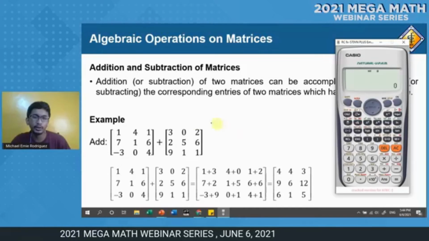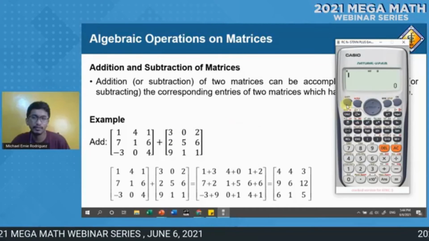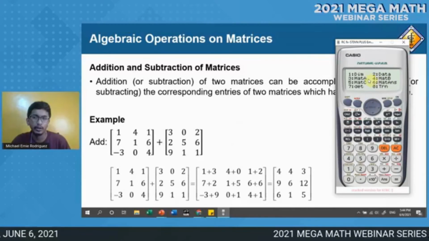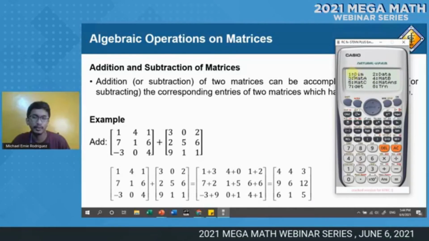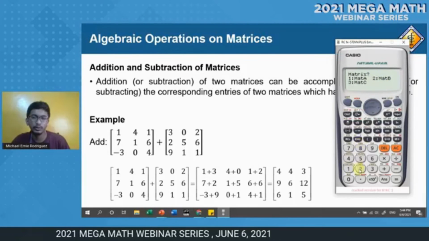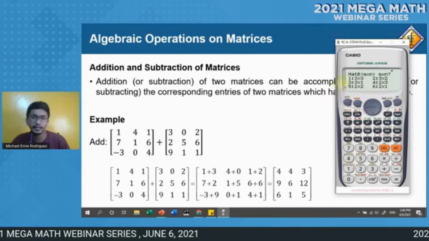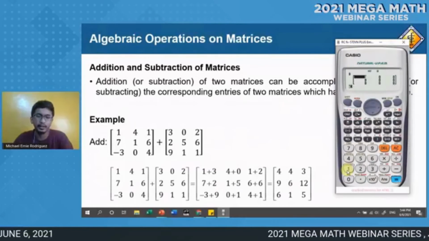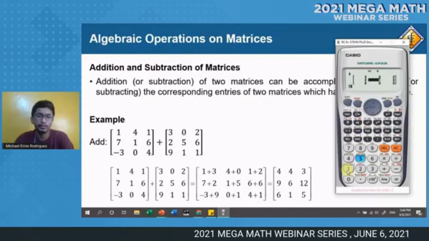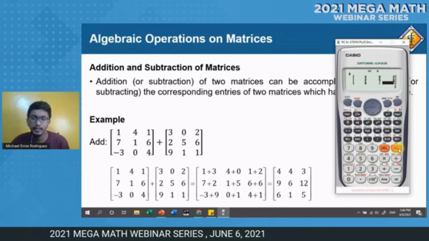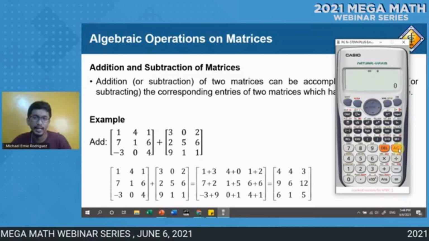And then, to input another matrix, so shift, matrix 4, and then this one, dim, number 1, and then matrix B na tayo, 2, and then the size again is 3 by 3, so number 1. So input natin ulit, 3, 0, 2, 2, 5, 6, 9, 1, 1. Okay? And then, AC mo ulit, hindi mawawala yan.